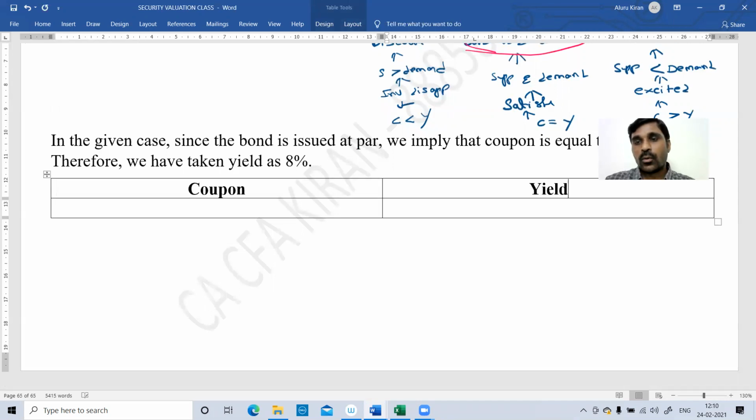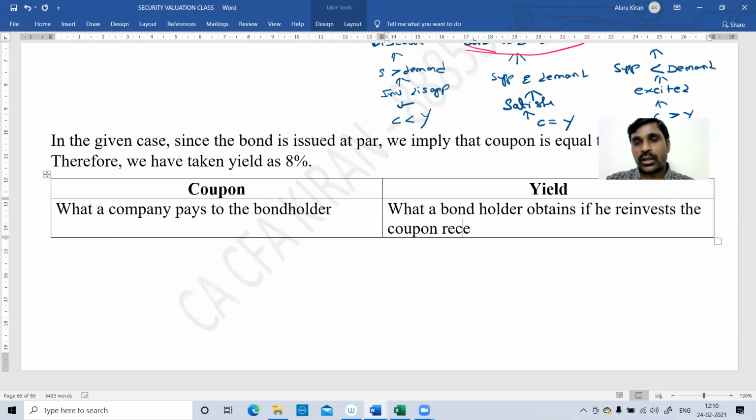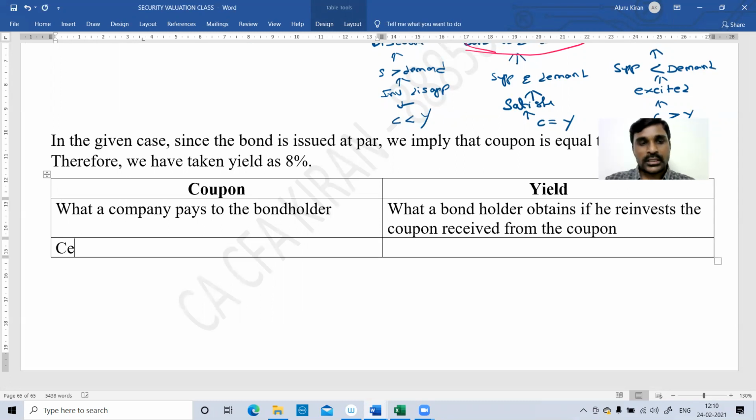Coupon and yield. Coupon is what a company pays to the bondholder. Yield is what a bondholder obtains if he reinvests the coupon received from the company. The coupon is certain, and the yield is uncertain and fluctuates. That is the point.